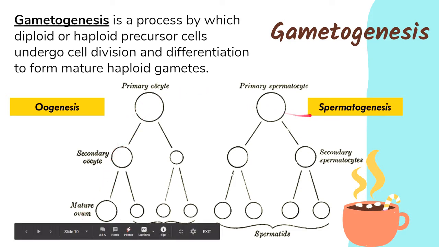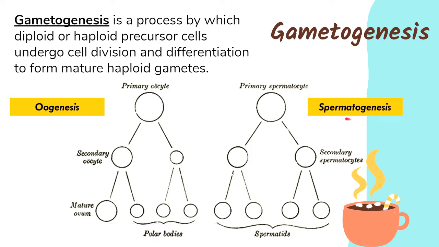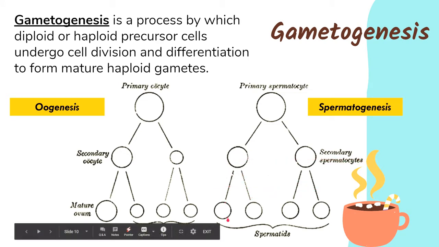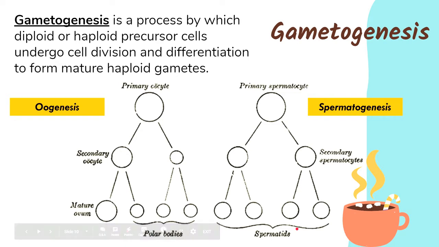That's quite different in spermatogenesis or in sperm cell production. So the precursor cell is the primary spermatocytes, and then after the first cell division, they are called secondary spermatocytes, and then after the second cell division, they are now called spermatids. So this will now mature into your sperm cells. But as you can see, for every one spermatocyte, you produce four spermatids, which will become four sperm cells. That's why in terms of numbers, we have more sperm cells than egg cells.